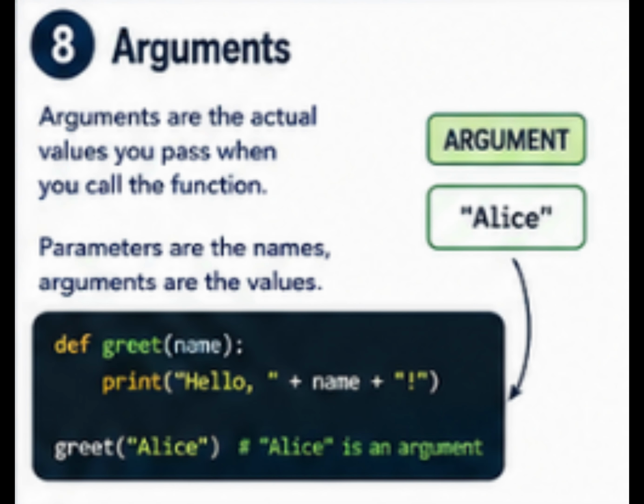Arguments are the actual values given to a function. If the function has a parameter named name, then calling the function with the word Alice means that Alice becomes the argument.